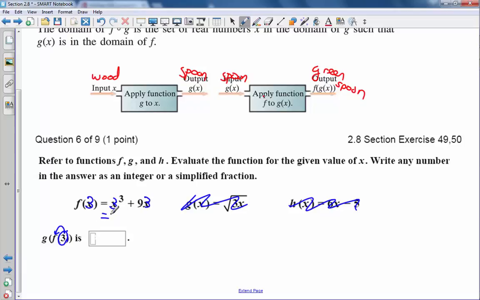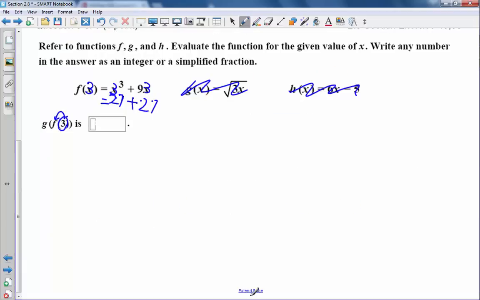What is the result? 3 cubed is 27, plus 9 times 3, what a coincidence. It's not 93, it's 9 times 3 is 27 as well. So we now know where F takes passenger 3. F took this passenger 3 to where?